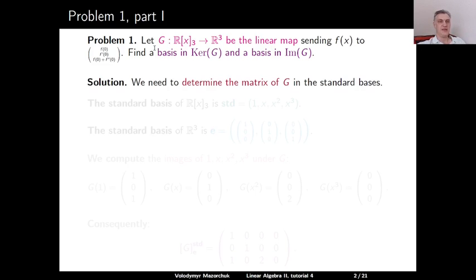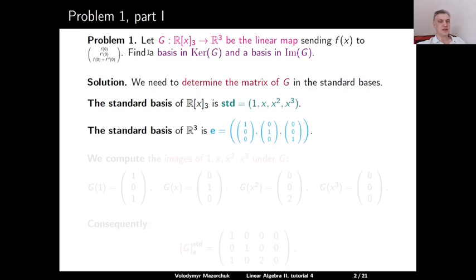Solution. The easiest way to find a basis in the kernel and in the image of a linear map would be to determine the matrix of this map in some basis. So the easiest way for standard vector spaces would be to use a standard basis. The standard basis in the vector space of all polynomials of degree at most 3 consists of the polynomials 1, x, x squared, and x cubed.